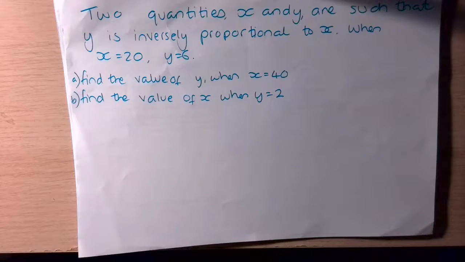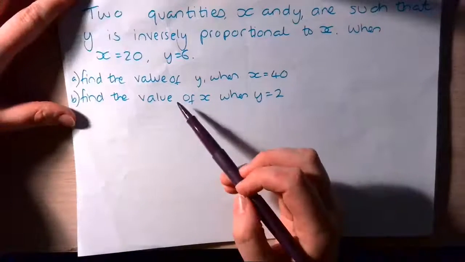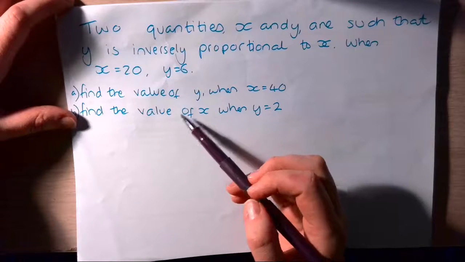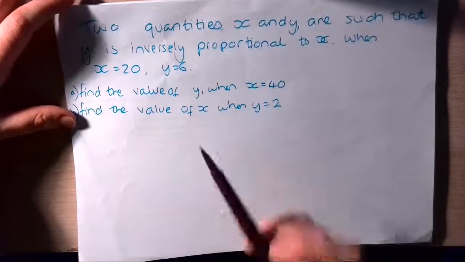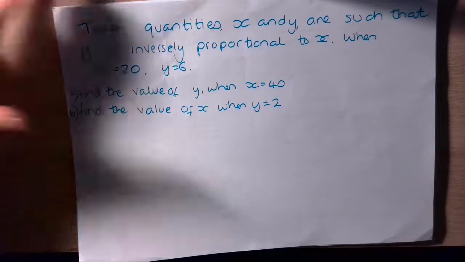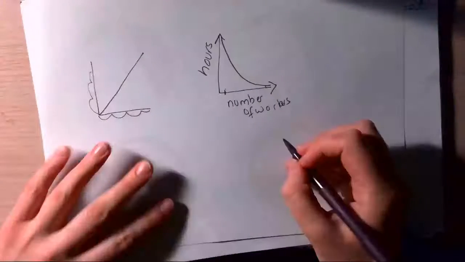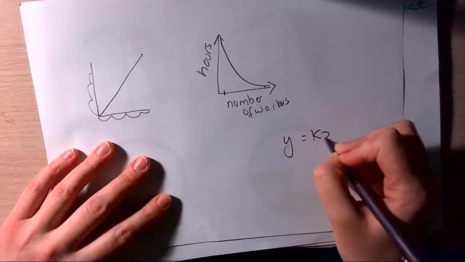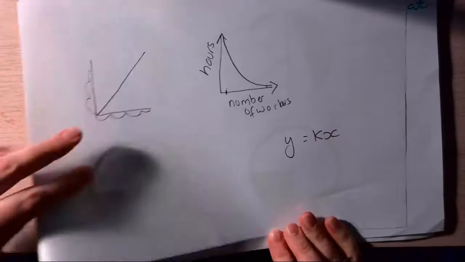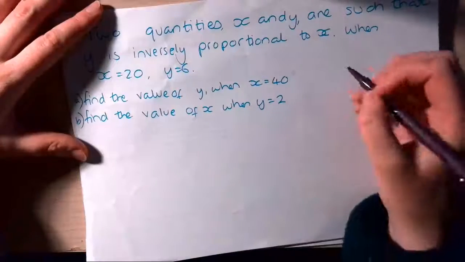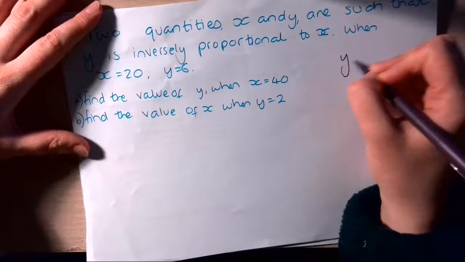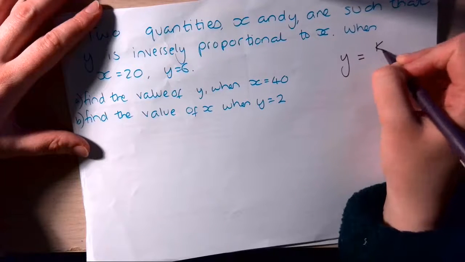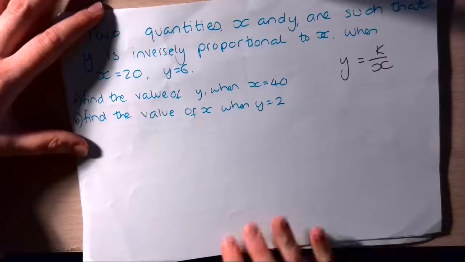Right then, two quantities x and y are such that y is inversely proportional to x. When x equals 20, y equals 6, and we've been given two questions about it here. This works in very much the same way as direct proportion, except whereas with direct proportion we had y equals kx as our starting equation, in this situation we're going to have y equals k over x. That's to show that it's inversely proportional.